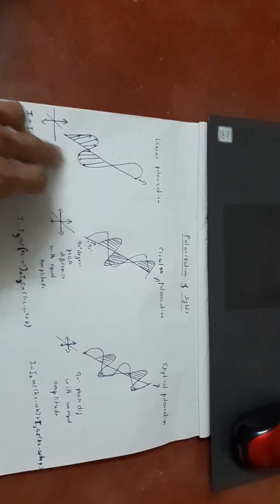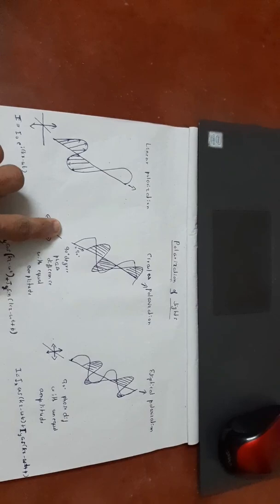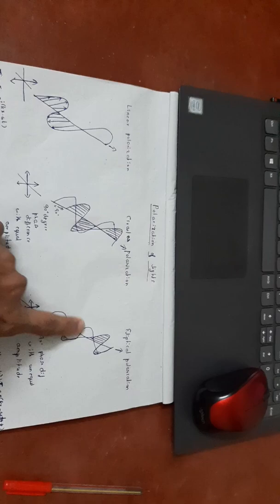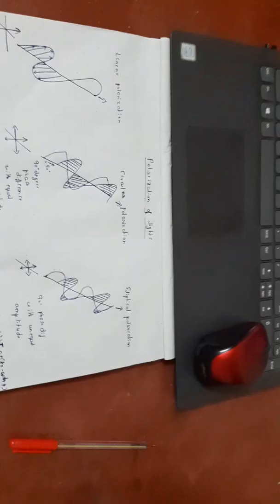So in summary, in linear polarization we have only one direction, from upper to lower side, given by this arrow mark. The formula is given here. In circular polarization, we have two kinds of wave propagation, one perpendicular to the other, with a phase difference of 90 degrees. The condition is given here. While elliptical polarization consists of two wave propagations perpendicular to each other, with different amplitudes and a phase difference of 90 degrees. The formula is given here.